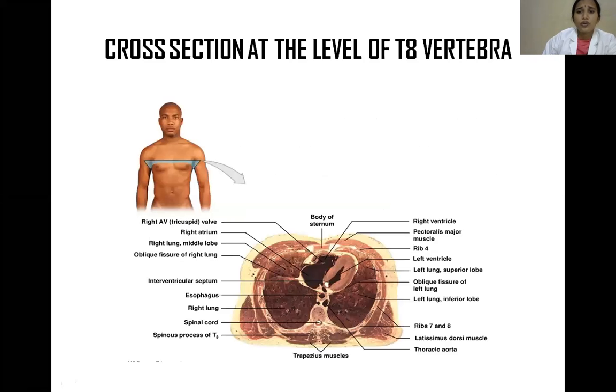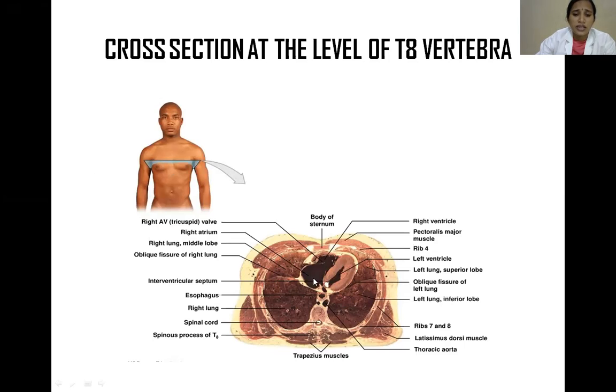So first, as I told you, we will study the thorax at two levels, one at the level of T8 vertebra, another one at the level of T10 vertebra. First we will see the level of T8 vertebra. This is a horizontal plane which passes through the T8 vertebra. First we will see the gross section. In the gross section, these sections are visualized from below.